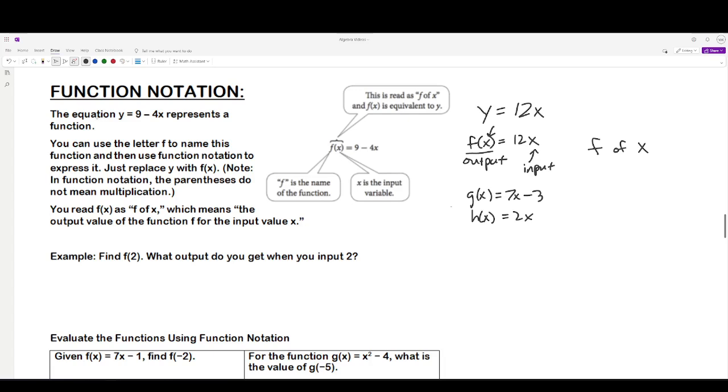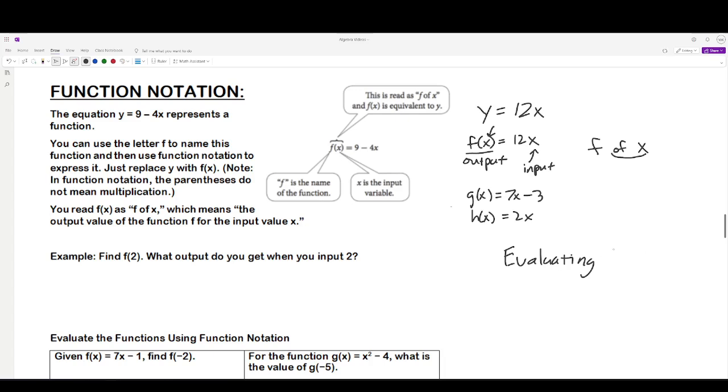So we have the equation y equals 9 minus 4x. We can use f to name it. So f is basically just a name. The important part is the parentheses part that says of x. So it's coming from that variable, and it's an output related to that input. So this leads us to a topic called evaluating functions.